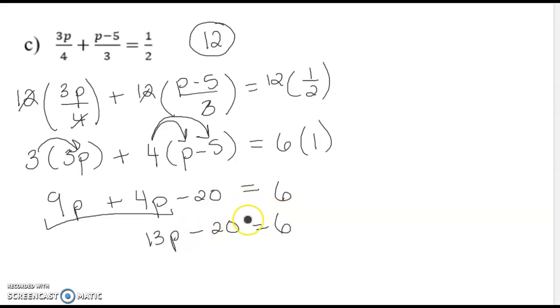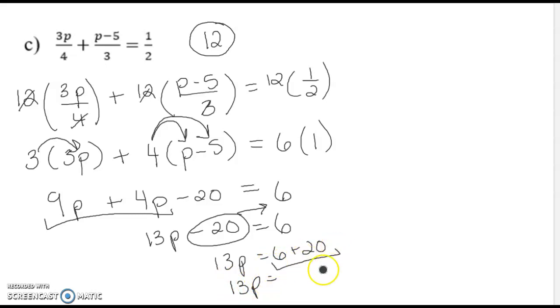And now we want to collect like terms, so I want my p's on one side and I want my numbers on the other. So I'm going to take this 20 and move it over. It's going to turn positive. So I'm left with 13p equals 6 plus 20. So now I'm going to have 13p equals, and then 6 plus 20 gives me 26. I'll just move this over a little bit and rewrite it. 13p equals 26.